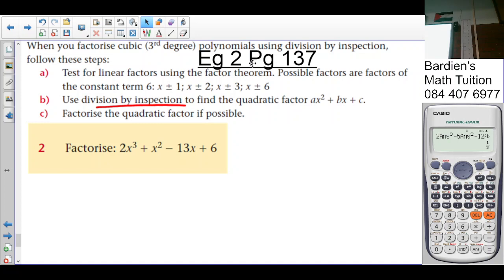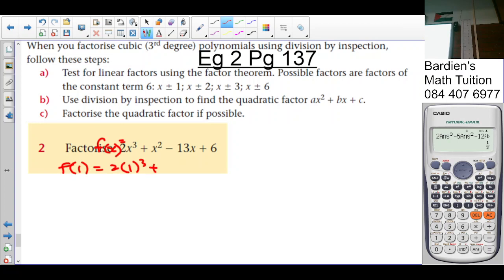When factorizing a third degree polynomial using division by inspection, follow these steps. The first step is to test for a linear factor. So what was your linear factor here? Okay, let's test for 1 first. It's 2 times 1 cubed plus 1 squared minus 13 times 1 plus 6. That gives us 2, 3, minus 10. So that one doesn't work. It's not 0. Then we test for minus 1.